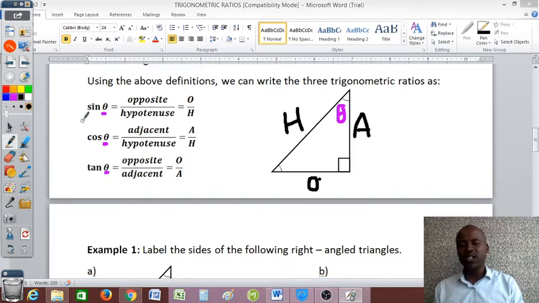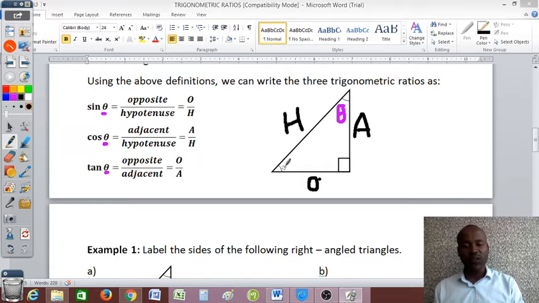So in short, you can write sine theta is equal to O divided by H. That means opposite divided by hypotenuse. And cosine of theta, or cos theta, can be defined as A, adjacent, divided by H, the hypotenuse. And tangent, tan theta, of a given angle can be defined as O, the opposite side, divided by A, the adjacent.